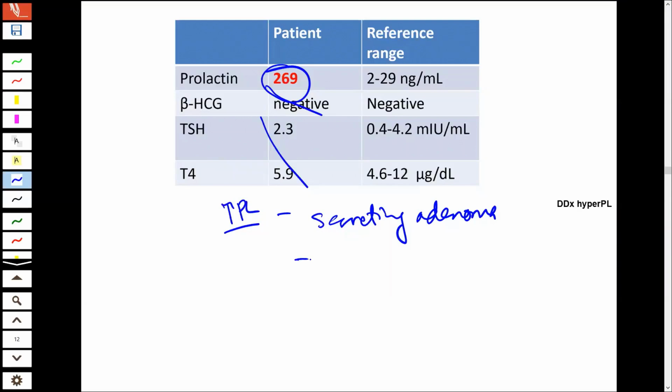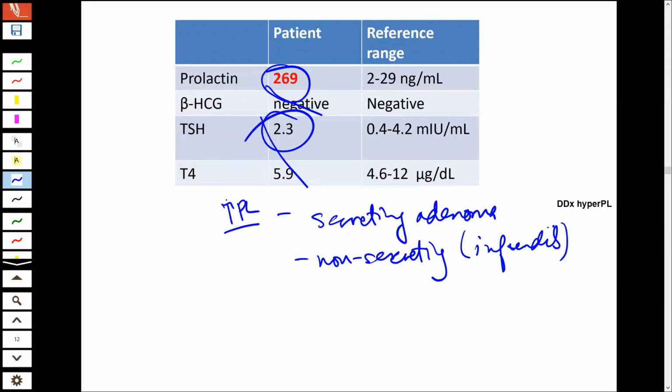You mean if it was paraneoplastic, non-secreting, where could it be? Damage to the infundibulum, right, so it could be in the infundibulum. But you would also have low thyroid. Well, but we don't have it here because we know our TSH is normal. So our testing has ruled that out. And then we don't have any drugs. So that's really going to be our two choices.